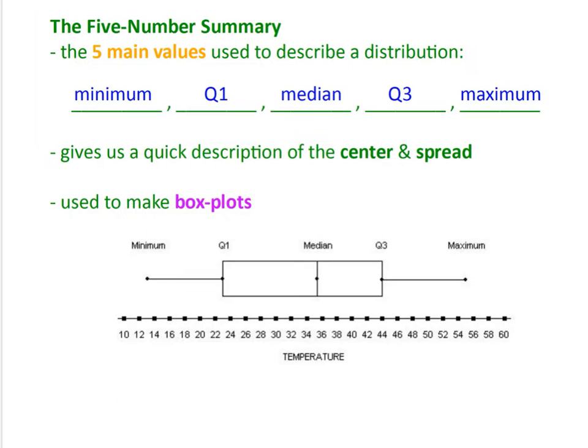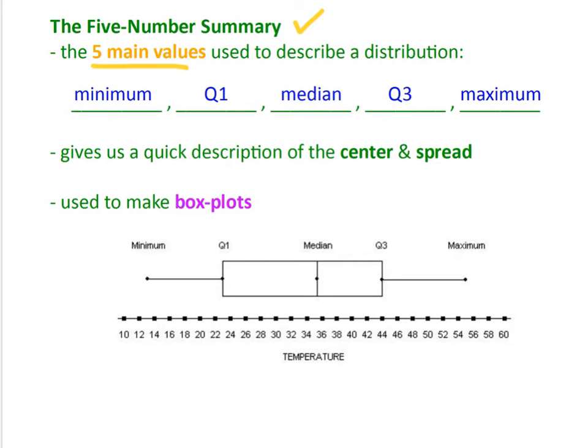So in order to make a box plot, we need what's called the 5-number summary. The 5-number summary are the 5 main values used to describe a distribution. They are the minimum, Q1 is the first quartile, the median, Q3 is the third quartile, and the maximum.